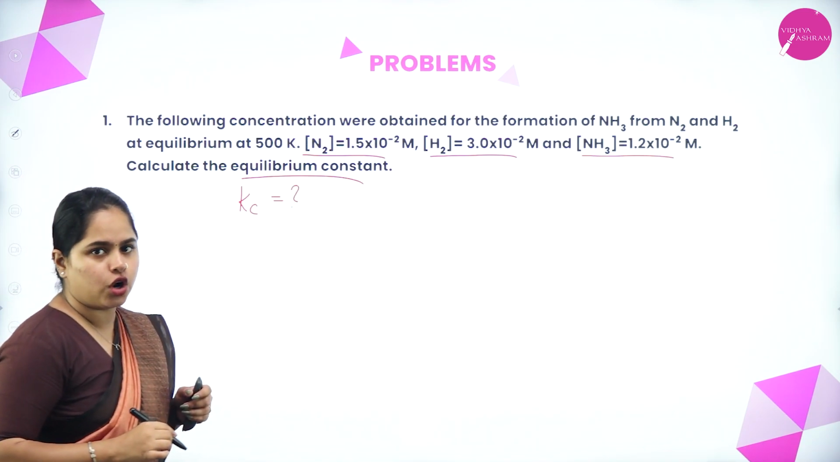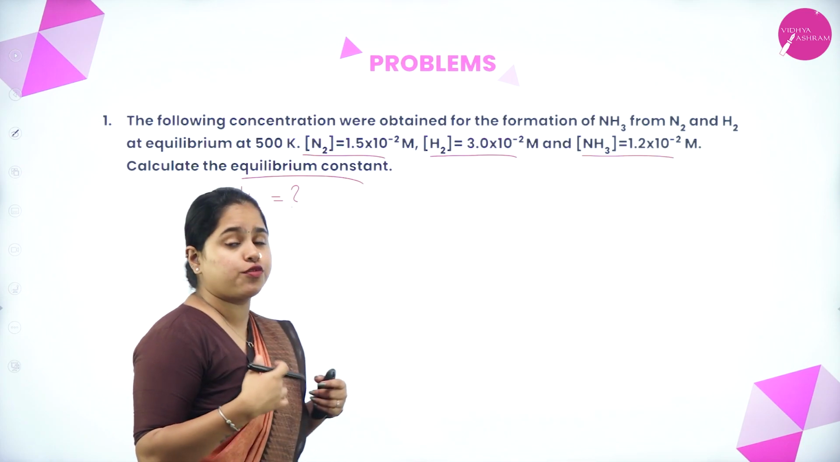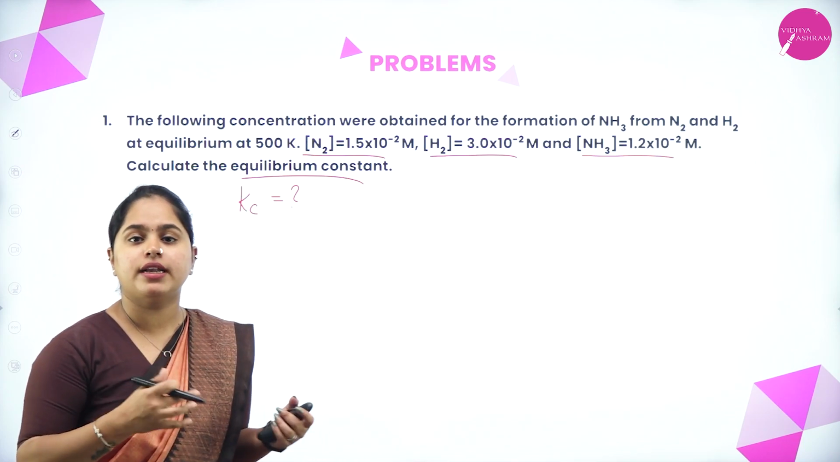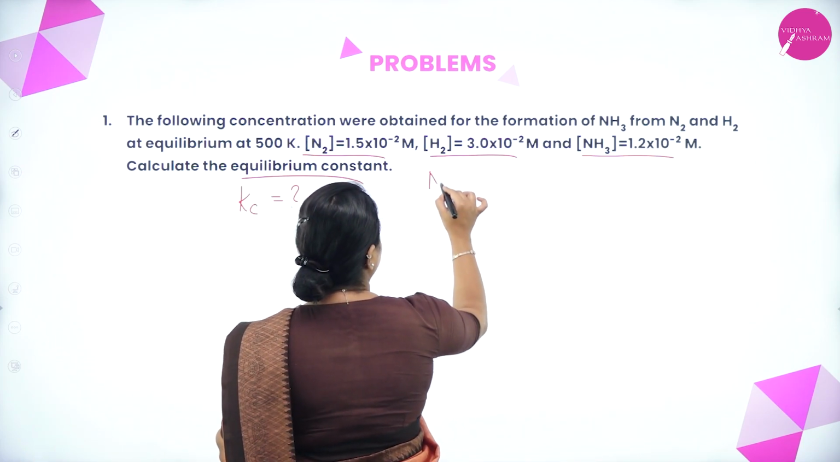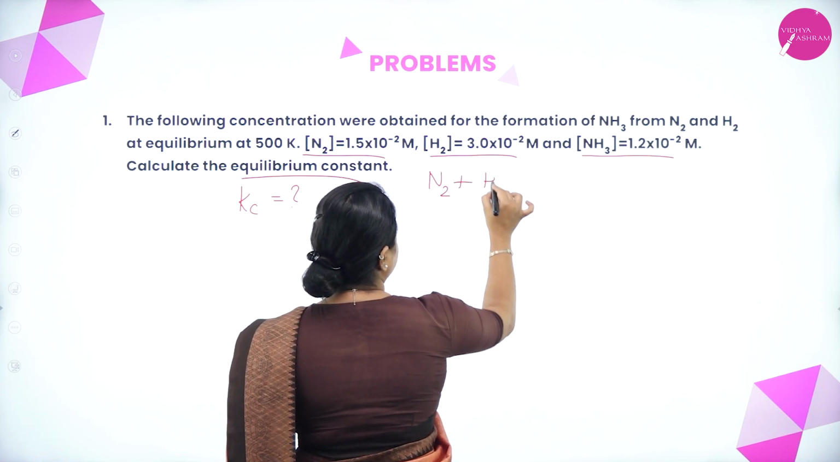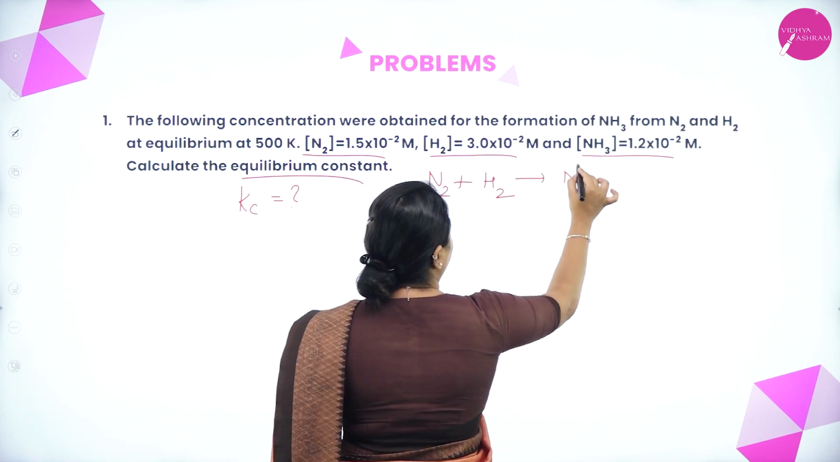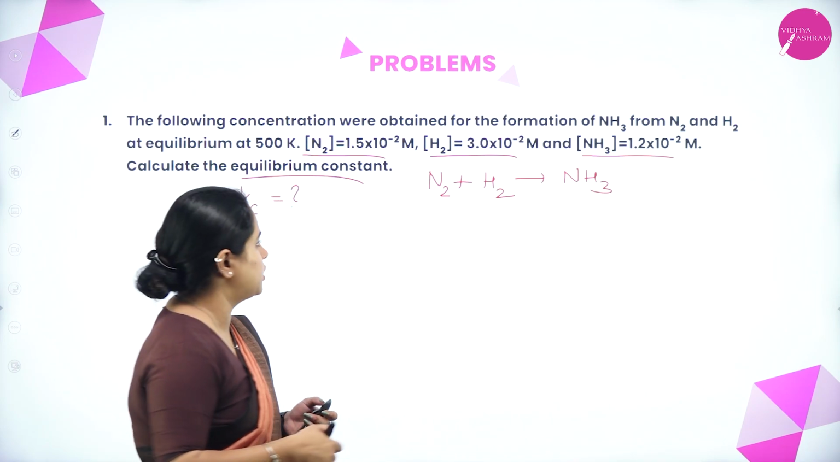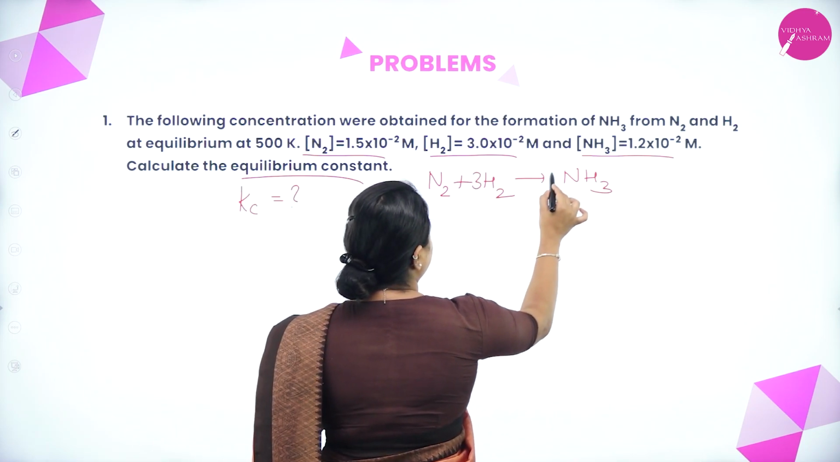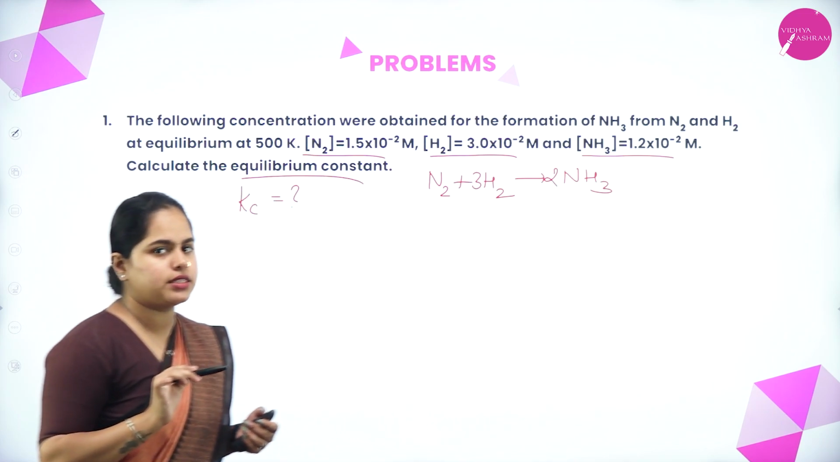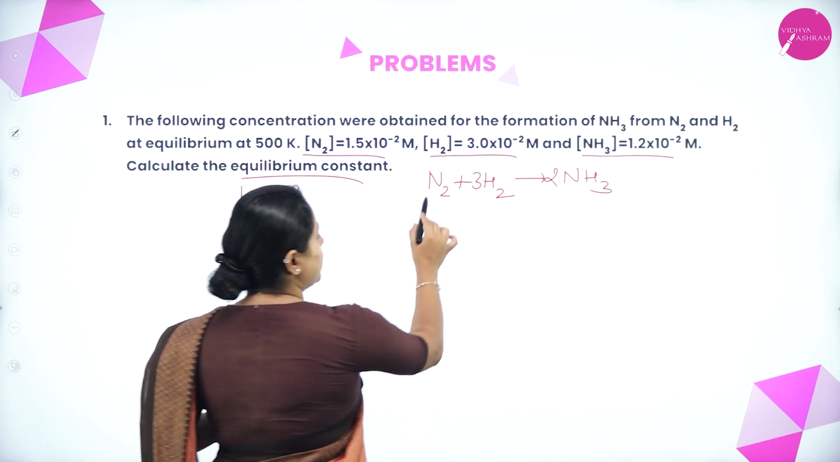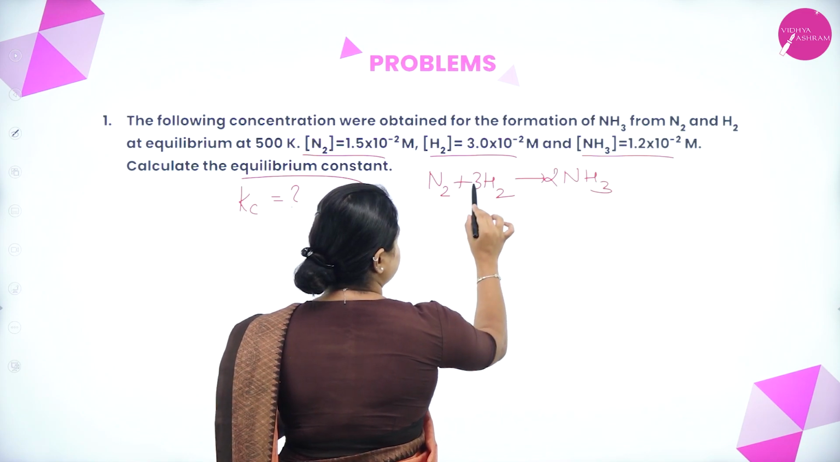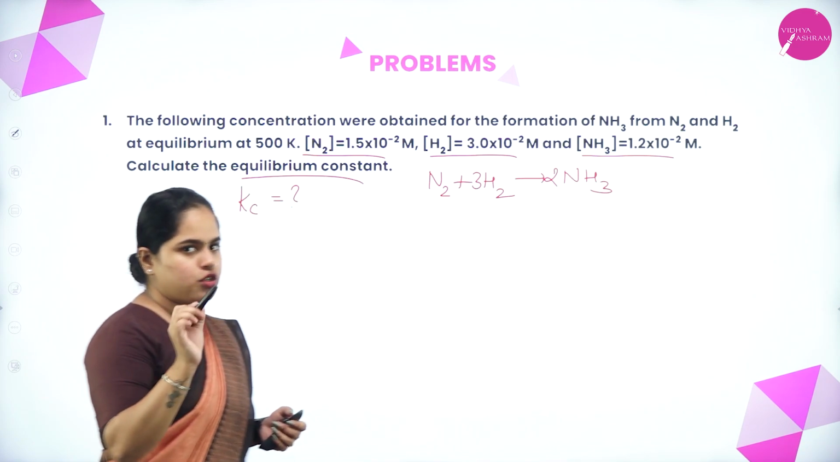So the equation is not given here, but it is written that it's the formation of ammonia from nitrogen and hydrogen. That means what is the equation? Nitrogen and hydrogen will combine to form ammonia, right? So first of all, is this a balanced equation? No, right? So it is 3 here and 2 here. Now, is it a balanced chemical equation? Yes, right? 2 nitrogen atoms here, 2 nitrogen atoms here, 6 hydrogen and 6 hydrogen. So this is balanced now.